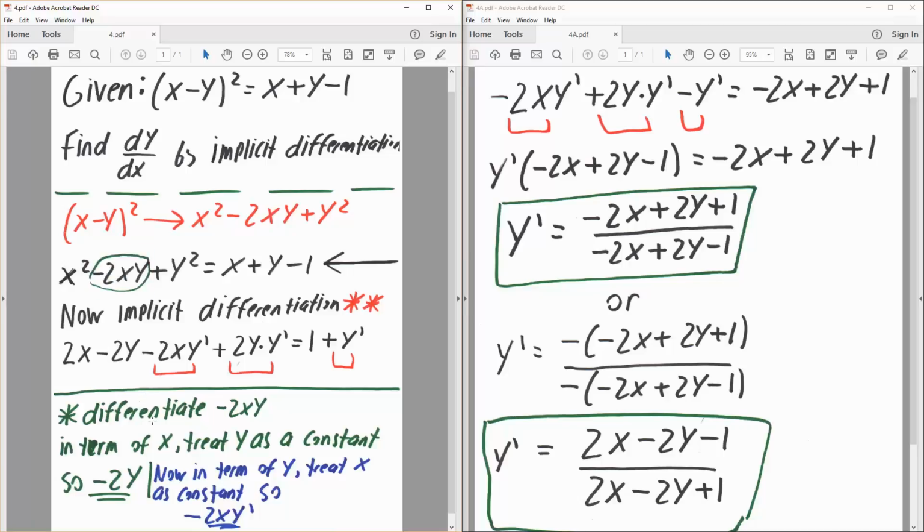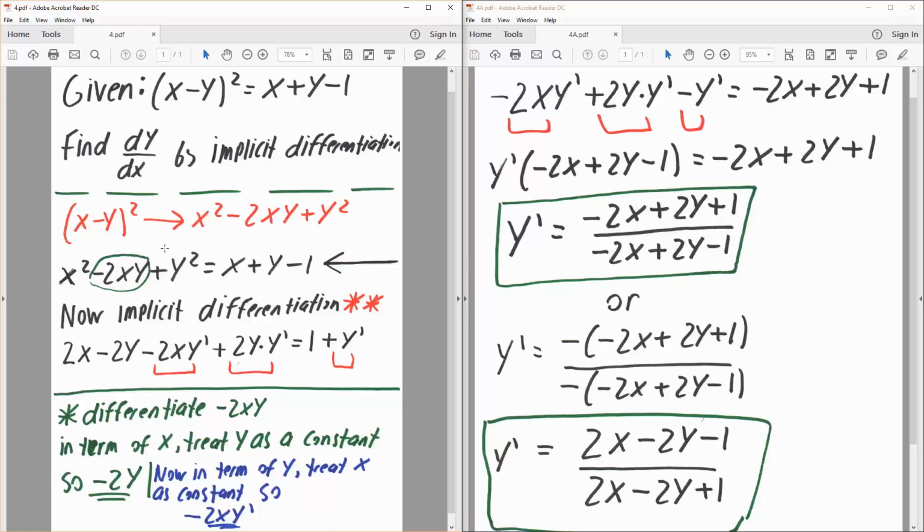When we want to differentiate minus 2 times x times y, we first do it in terms of x, and then we do it in terms of y. When we do it in terms of x, we treat y as a constant, so we would get minus 2y. Now we do it in terms of y, where we treat x as a constant. So we would get minus 2 times x times y prime, because we want to solve for dy/dx. That's why we have a y prime right here. And so we simply would write minus 2y minus 2x y prime.